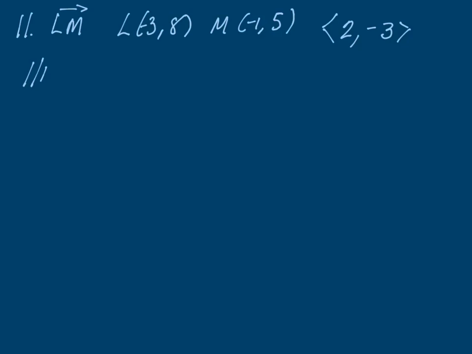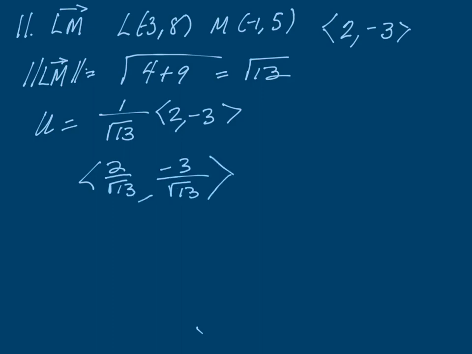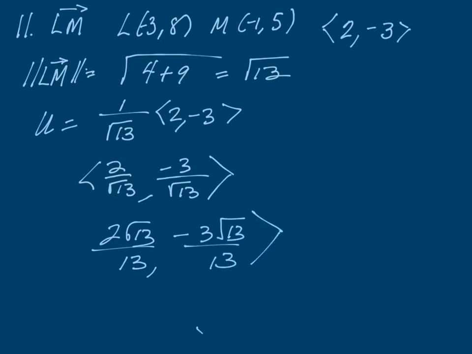And so then the magnitude of LM is equal to the square root of 4 plus 9, which is the square root of 13, which is going to stay the square root of 13. So our unit vector is equal to 1 over the square root of 13 times 2, negative 3, which is 2 over the square root of 13, negative 3 over the square root of 13, and that is 2 square root of 13 over 13, and negative 3 square root of 13 over 13. So that's 11.